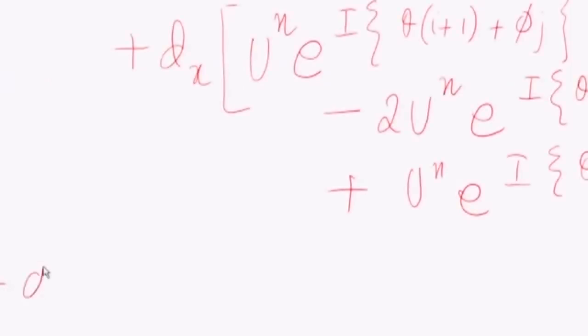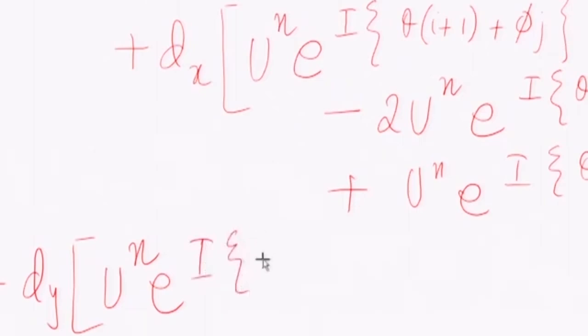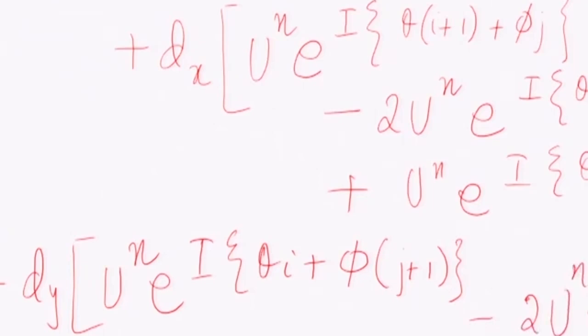So let's do it. So this takes care of the x direction, and then we continue along the y direction with the dy coming outside the bracket, and then rest of the terms coming from the spatial derivative along y coming inside the bracket. So here the terms involving phi would change and theta part would remain the same. So this is how it will look like.